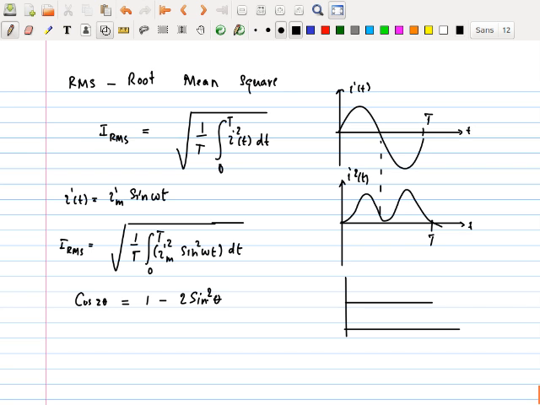A level. I wouldn't be surprised if this was taught at O levels also. Yeah? Now, I can substitute from this. So I have I RMS equal to root of 1 over T going through a time cycle of, let's say I take Im squared out, this one is now equal to 1 minus cosine 2 theta over 2.